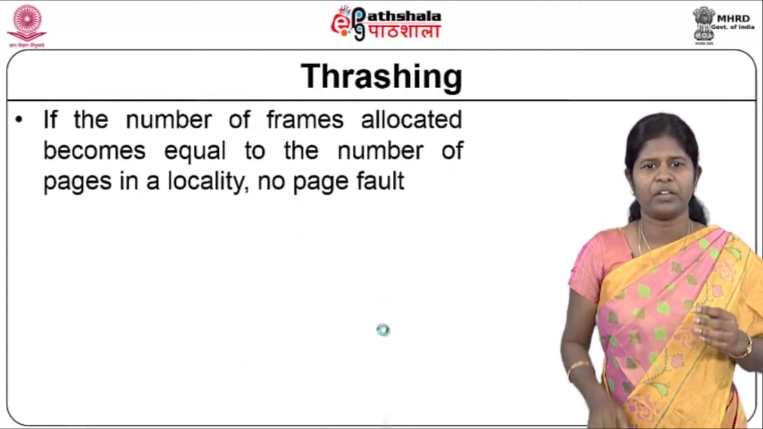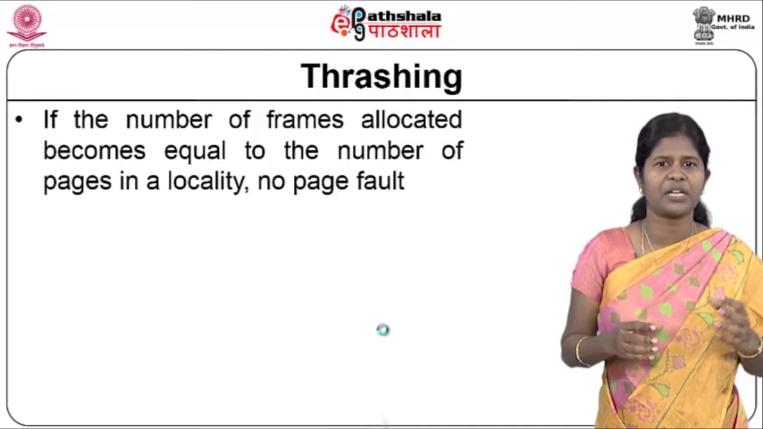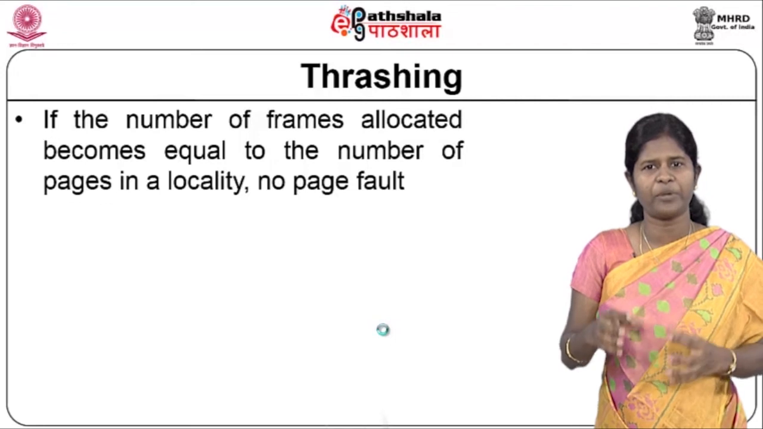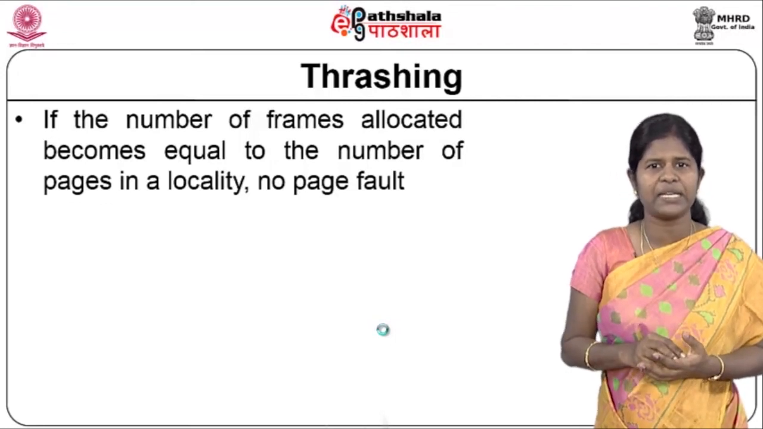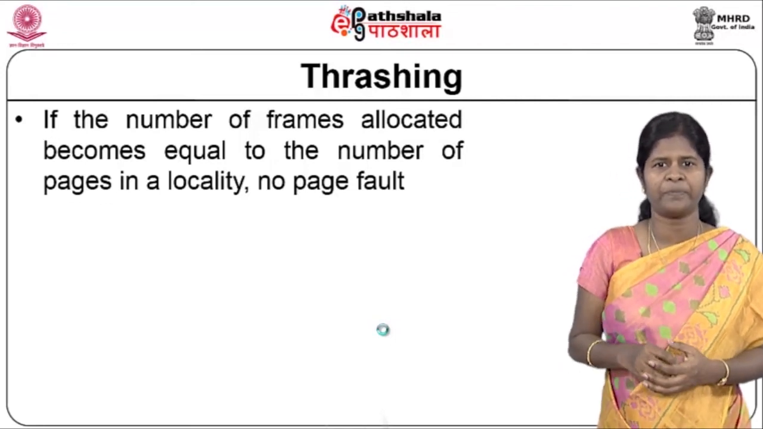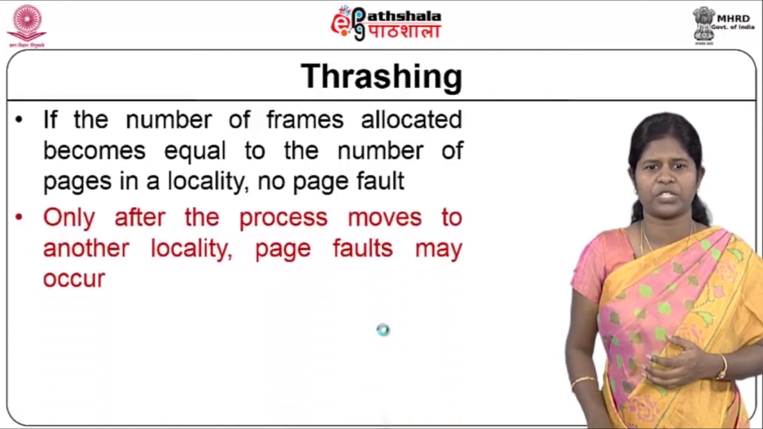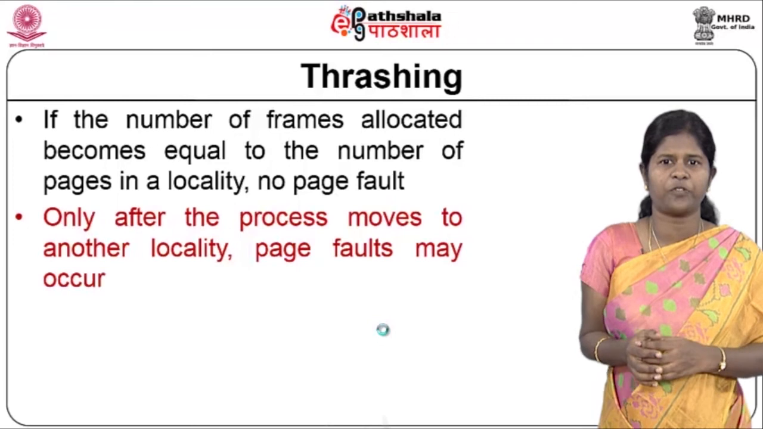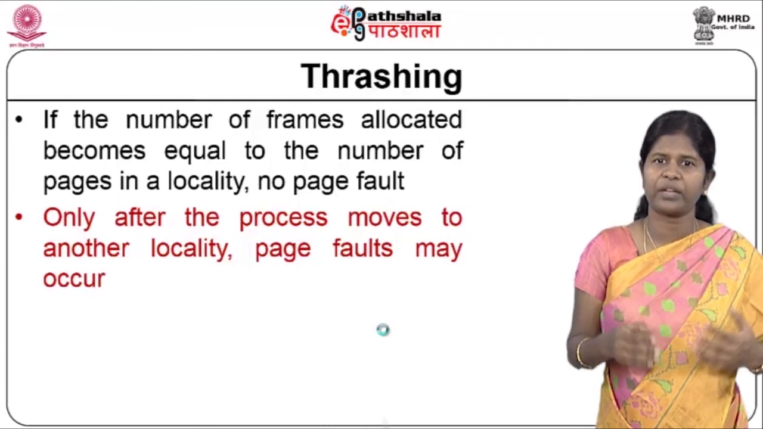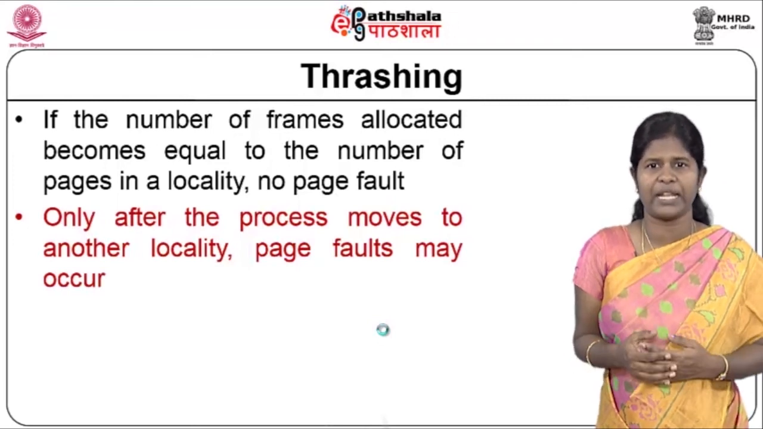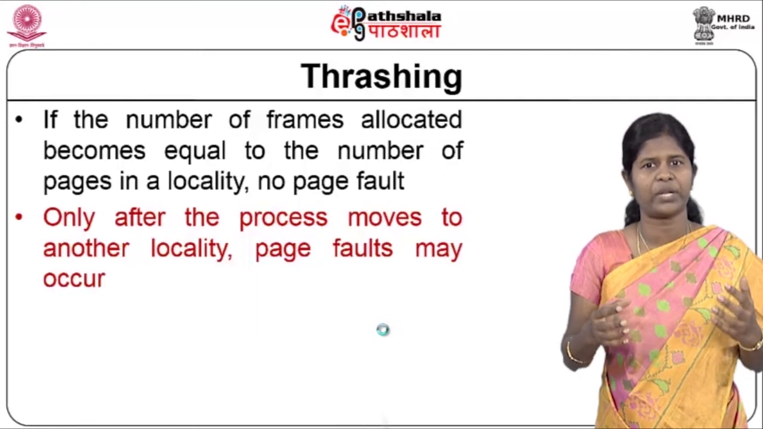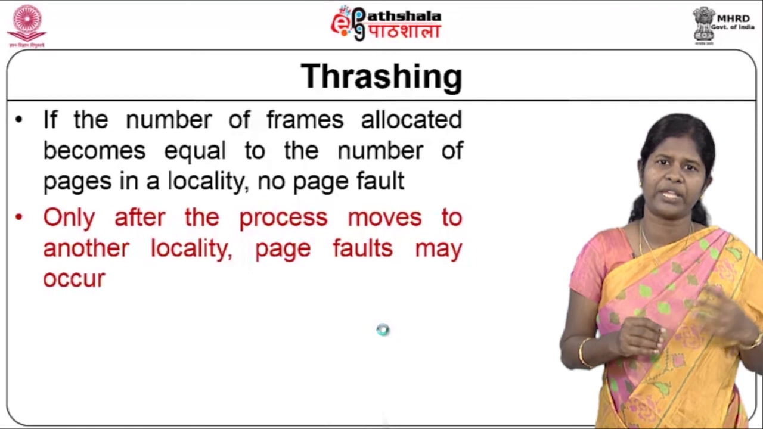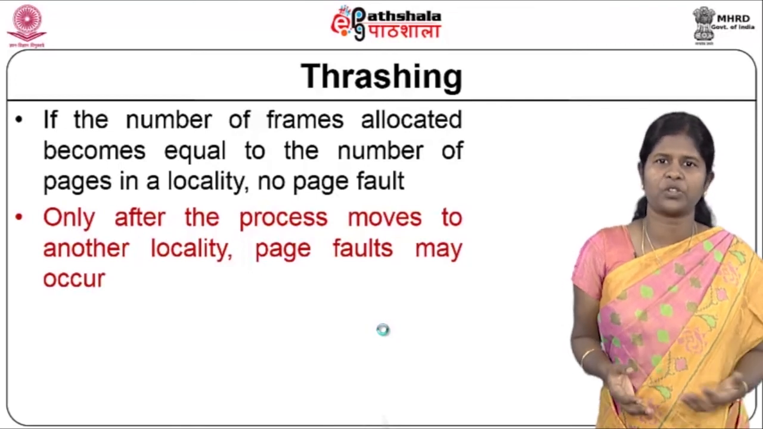So, if the number of frames allocated to a process becomes equal to the number of pages in the locality in which it is currently executing, then there will be no page fault. Only after the process moves to another locality will page faults occur. You can think of this as the subroutine example. When a process is executing a subroutine, if all the pages relevant to that subroutine are in the physical memory, then there is no page fault.